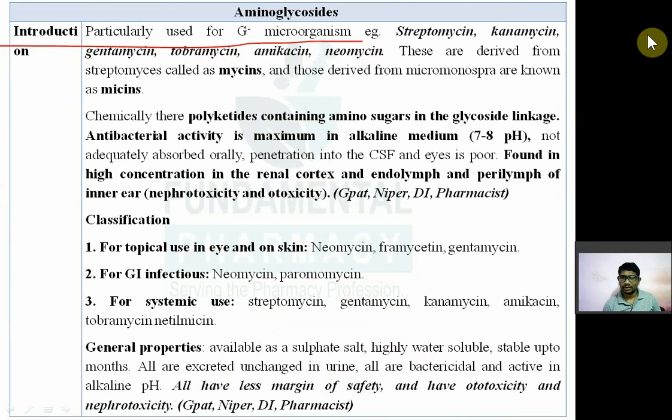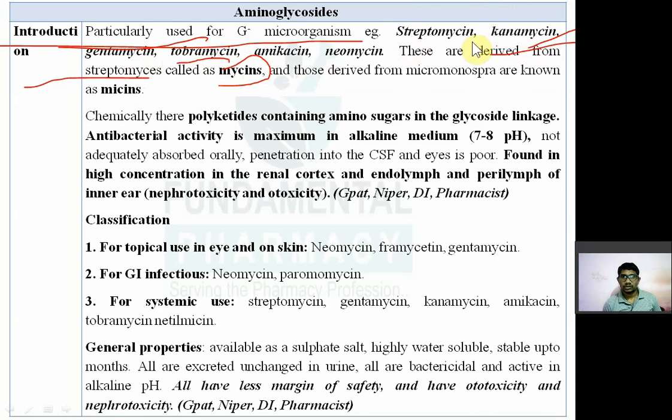So, for example, streptomycin, kanamycin, gentamicin, tobramycin, amikacin, neomycin. So these are nothing but the aminoglycosides. Now those drugs which are derived from Streptomyces end with "mycin", M-Y-C-I-N. Like streptomycin, tobramycin, kanamycin have "mycin". But gentamicin does not have "mycin"; it is "micin", M-I-C-I-N.